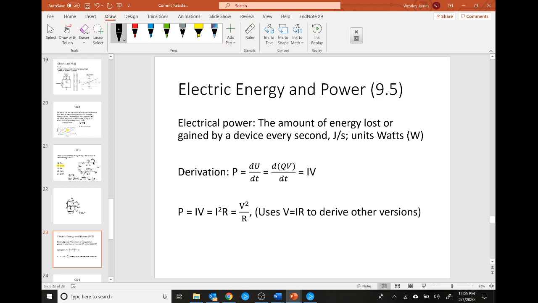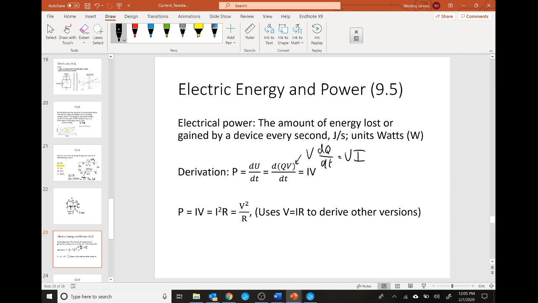Anyway, power is the change in energy over time. Well, what's potential energy? It's just Q times V. We've covered that. And then the one step you have to do is, well, V is constant, so it's V dQ/dt, and dQ/dt is I. There you go, you derived it. It's that quick.